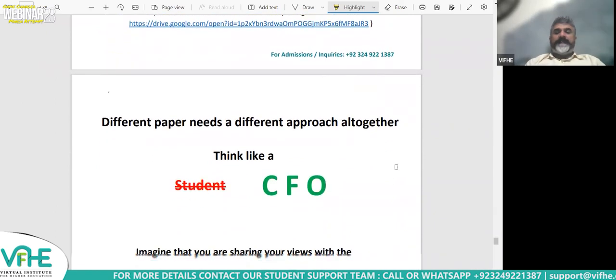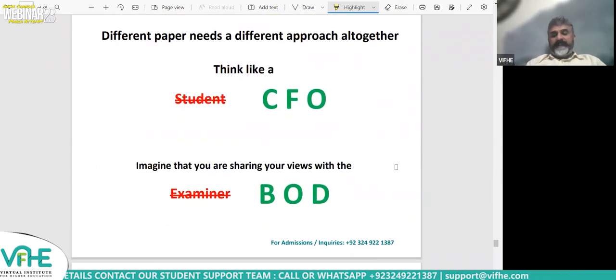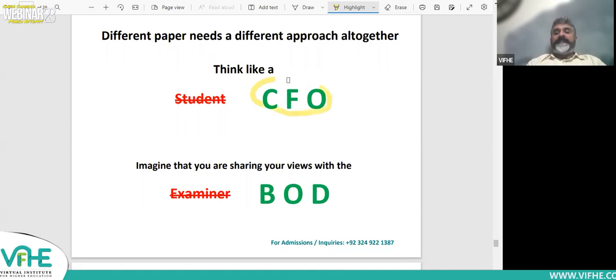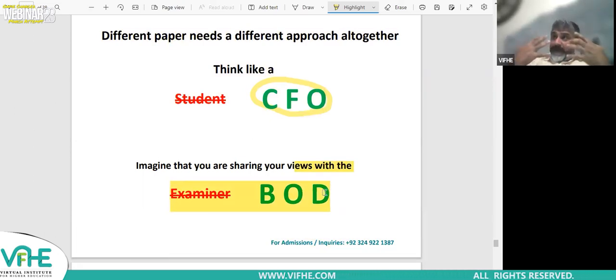All right. And my last slide, which I had shared yesterday as well, this is the secret of scoring good marks in SBL. All my students who scored 80 marks, they have all mentioned that they applied this mentality in the paper. They think like a CFO and they think that they are talking to the board of directors. If you adopt this mindset when you are looking at the exhibits, you will feel a difference in your thoughts and approach. So please use this.